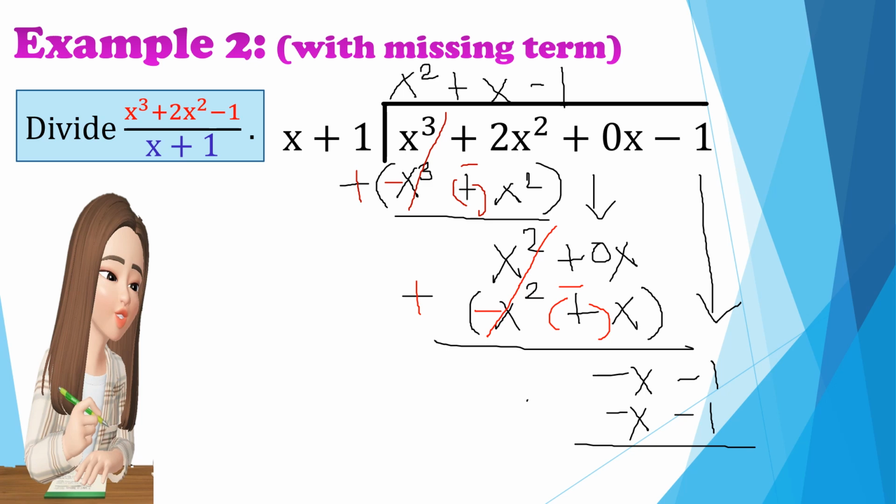Now we are ready to subtract again. When you subtract, change the sign of all the terms of your subtrahend. So this negative x here will be changed to positive, and this negative 1 here will be changed to positive 1. Then the minus sign will be changed to plus sign. Now let's add. Negative x plus positive x, again that is cancelled because this is equal to 0. Then we have negative 1 plus 1. This is also cancelled because this is equal to 0. Now, our remainder is equal to 0. And our final answer is equal to x squared plus x minus 1. So this is our final answer.